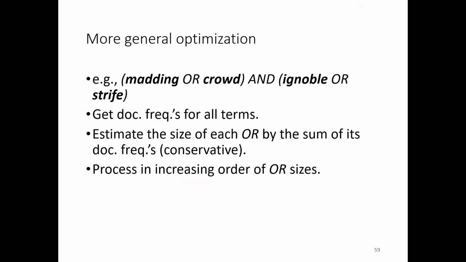All right. So there are a couple of points involved in terms of building an actual inverted file system and then doing the querying, etc. Some of them are mentioned here. In general, there are more ways of doing optimization. So we get document frequencies for all the terms, estimate the size of each R by the sum of its document frequencies. That gives you some kind of conservative estimate, and there are ways of doing that, and then process in increasing order of OR sizes and all that. All right.